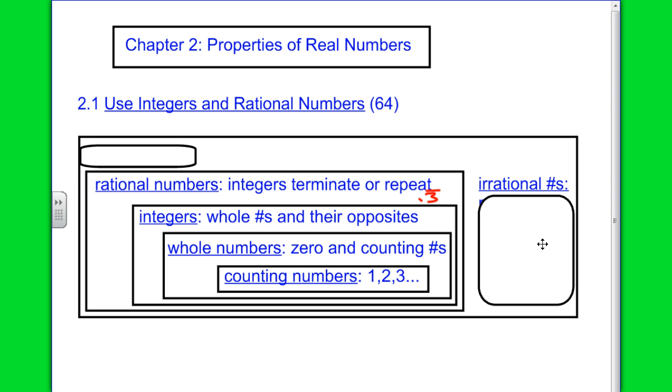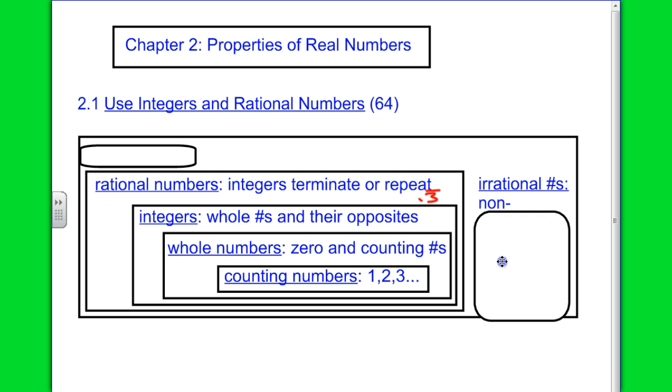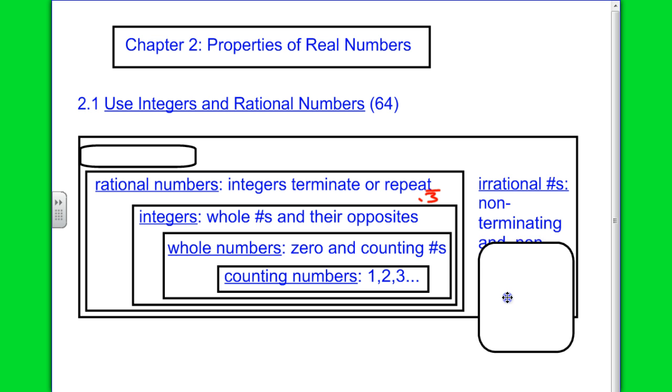Like pi. And what is pi? Okay. And so what about pi makes it irrational? Because I see it there. It looks like something we could use. It has no pattern and it never ends.